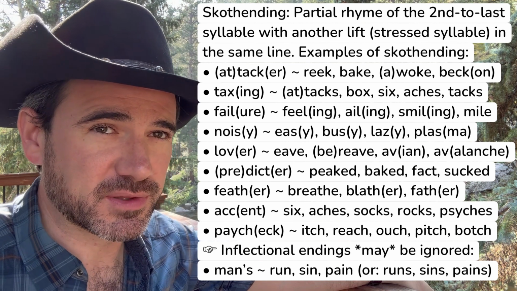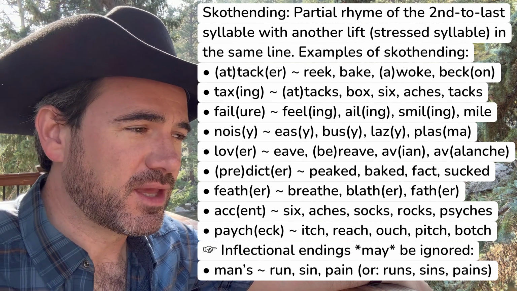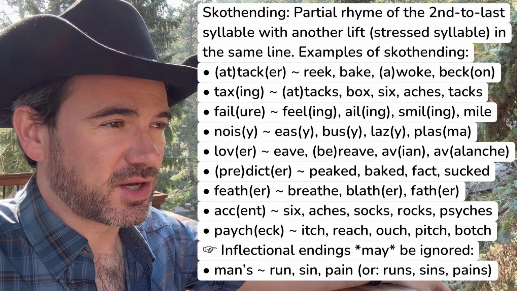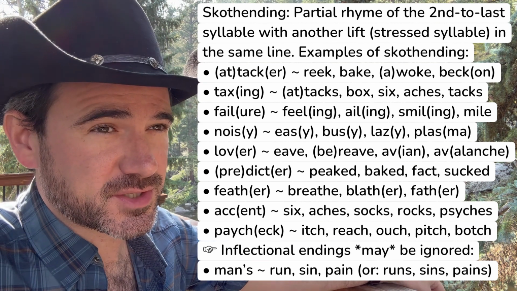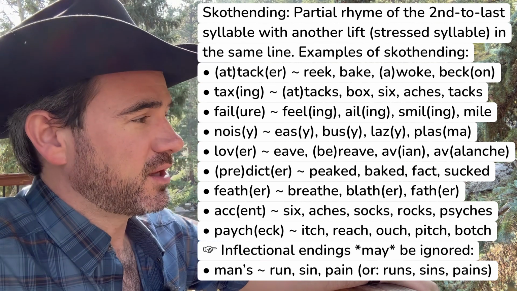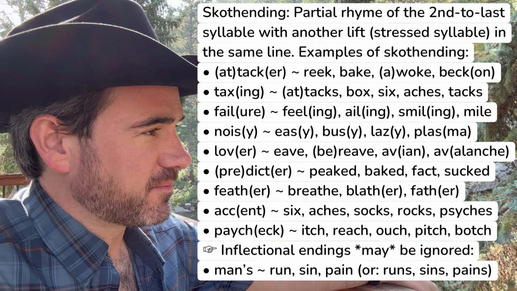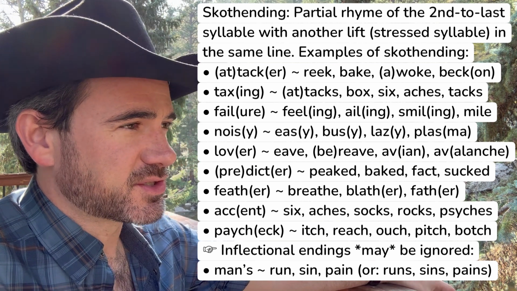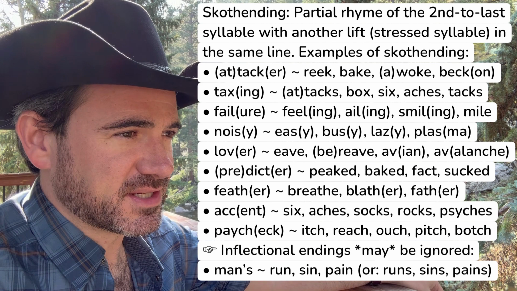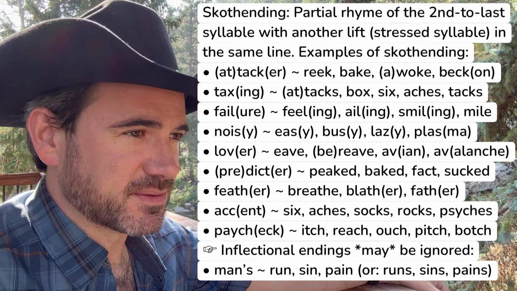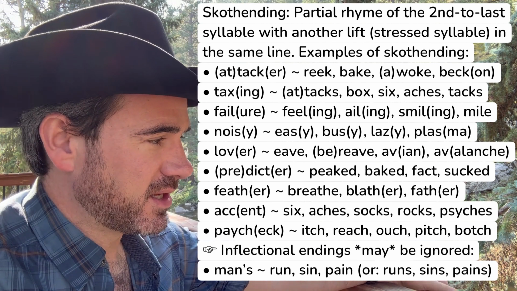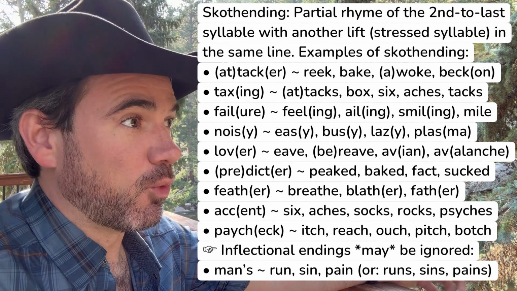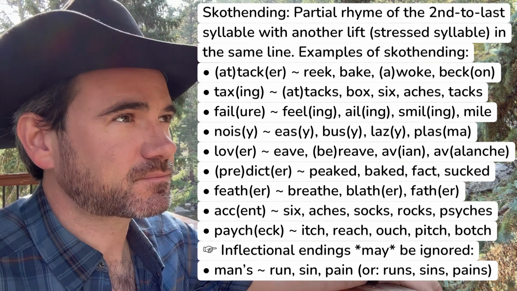This can't be a word with low stress, low emphasis. Now, skåthending means that it ends with all the same consonants. So, for example, if you have attacker, your second to last syllable is tack, so some other stressed syllable in the line has to end in k.